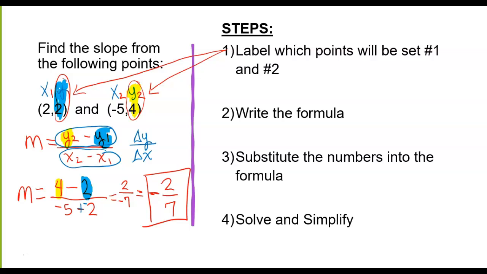My final answer is negative 2/7. And that's all there is to the formula. Guys, you already know how to do this. On Friday, I'm going to come over here and make my table. We did this same thing on Friday.